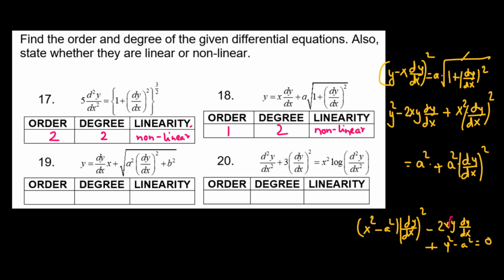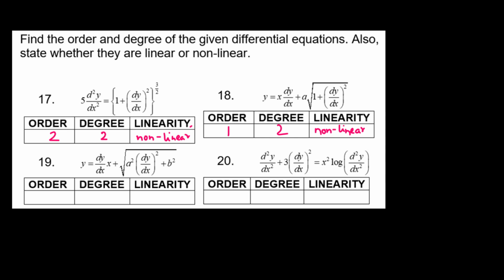because if we look at the second term, the coefficient is negative 2xy, which is clearly not a function of x only, but a function of x as well as y. It should have been a function of x for it to be a linear differential equation. Hence, the given differential equation is non-linear in nature.